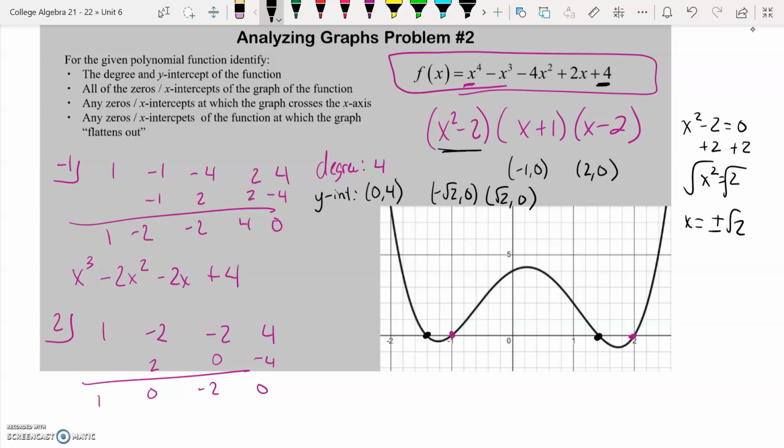And it says, which ones cross? Well, if you look at it, don't they all cross because they all have an odd multiplicity, and they all just have a multiplicity of 1. So they're all going to cross. So you would select all of them, put all of them in there for crossing.